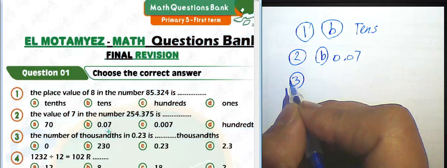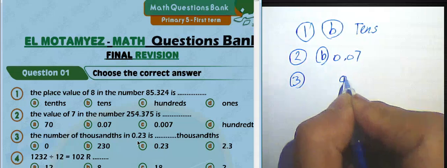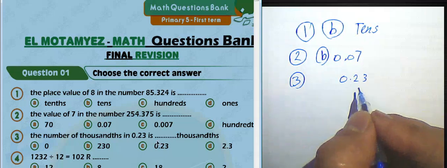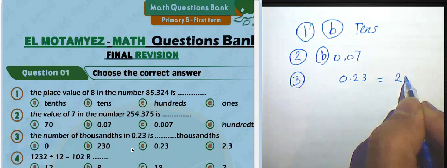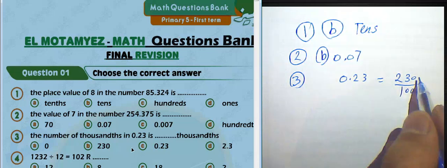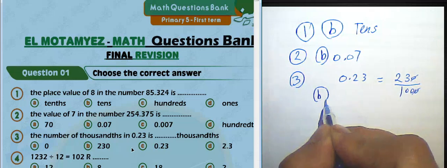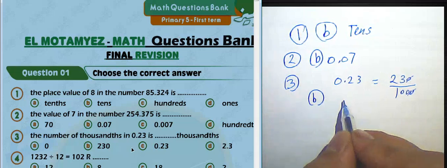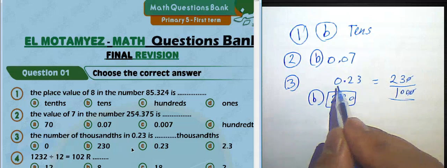Question number 3. The number of thousands in 2,300,000 is how many thousands? We can choose 2300, because we can cancel zeros by zeros. So we must choose letter B about question 3, because 2,300,000 divided by 1000 equals 2300.